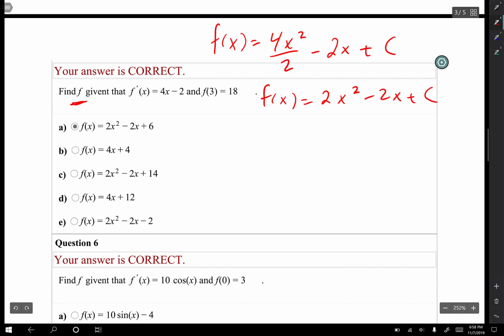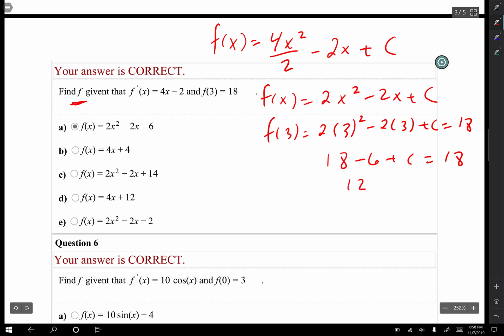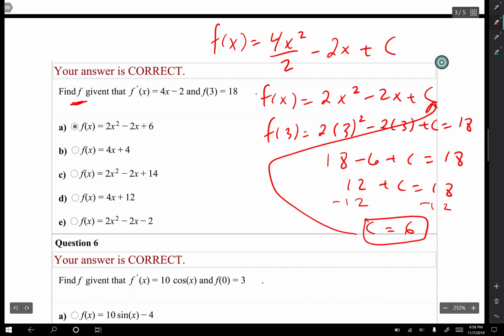I'm going to plug in a 3 and set it equal to 18. So f of 3 equals 2 times 3 squared minus 2 times 3 plus c equals 18. 3 squared is 9. 9 times 2 is 18. 2 times 3 is 6, plus c equals 18. 18 minus 6 is 12, plus c equals 18. I guess I could have just moved the 6 over. No big deal. Minus 12, c equals 6. Now that I know that c equals 6, I'm just going to plug that in, guys, right there. So my function is 2x squared minus 2x plus 6. Now look for that answer.